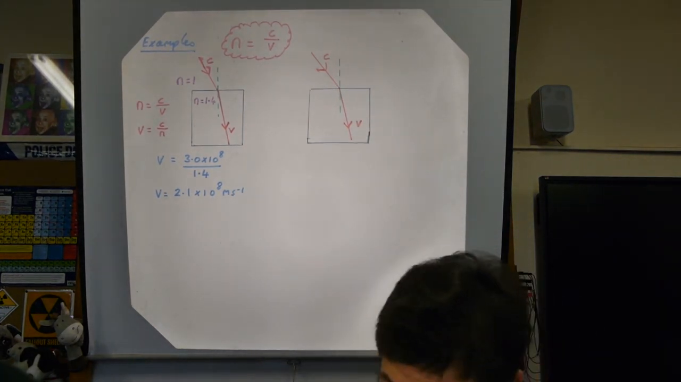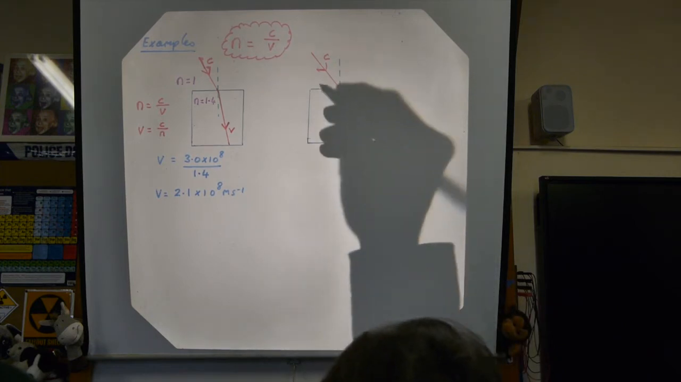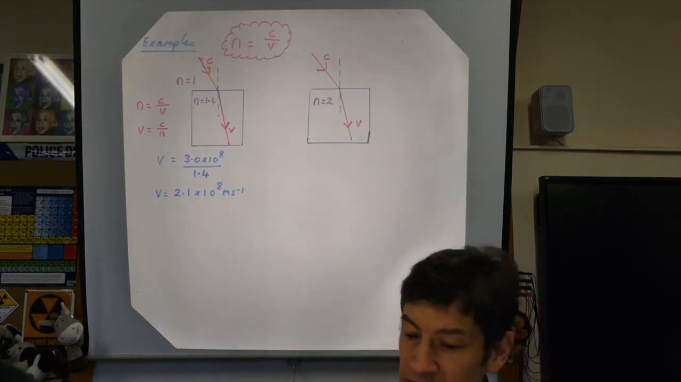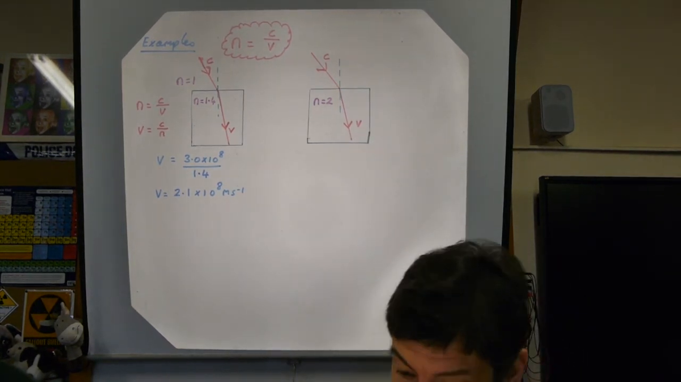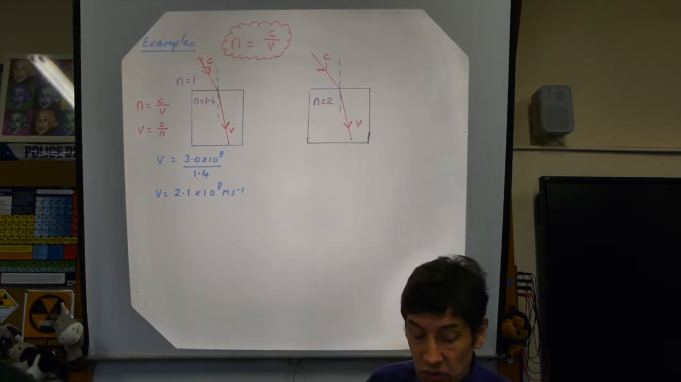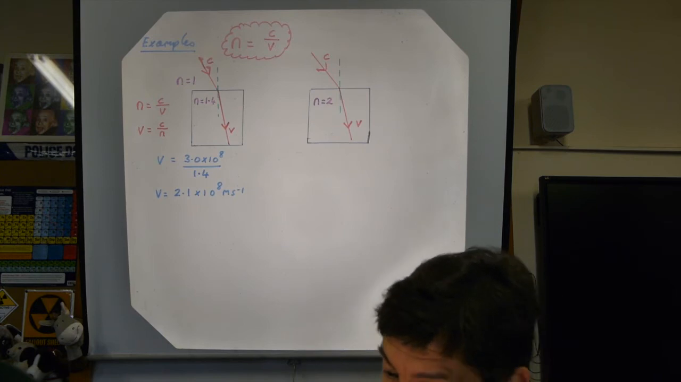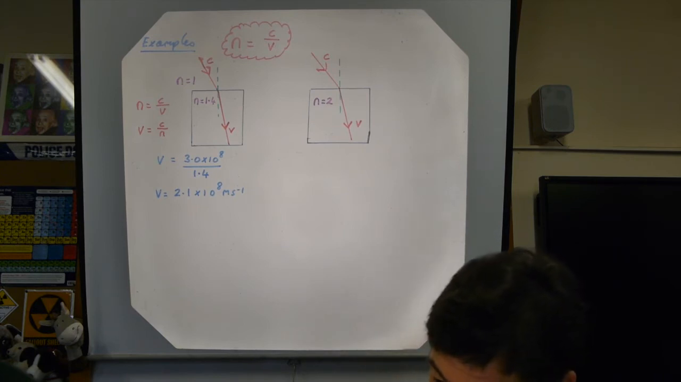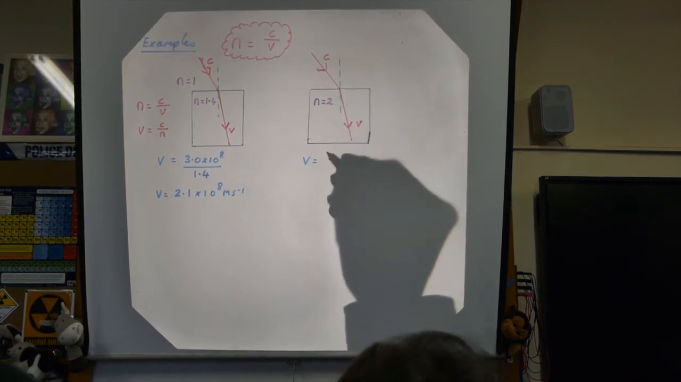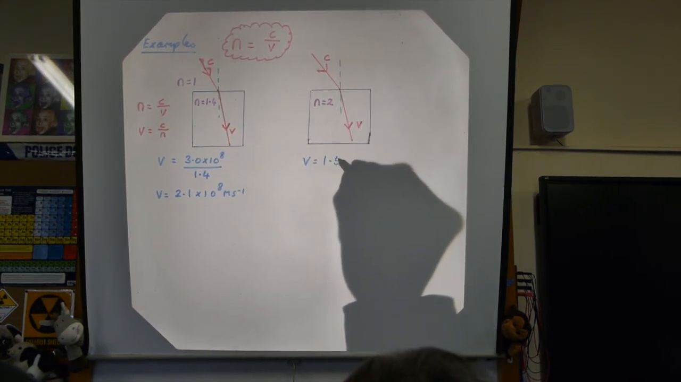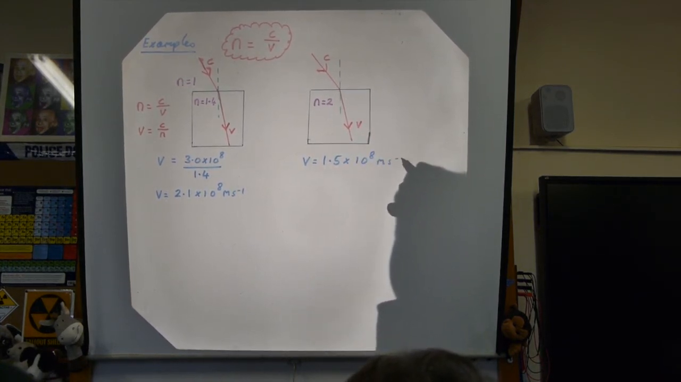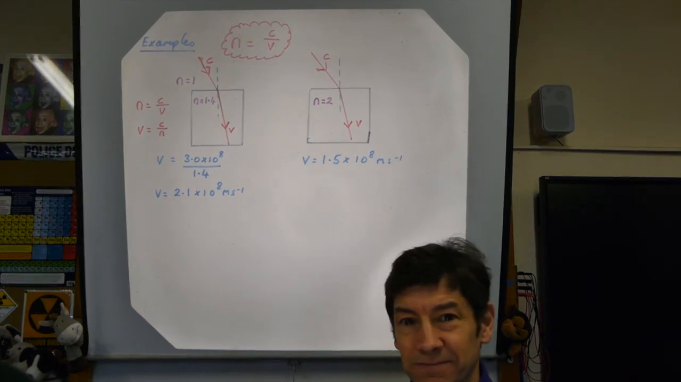Okay, and if we make the refractive index of this material 2, I don't think I need to do masses of maths on this. You can see that if the refractive index is 2, then it will be the speed of light divided by 2. So the velocity we get here will have to be half the speed of light, 1.5 times 10 to the 8 meters per second.